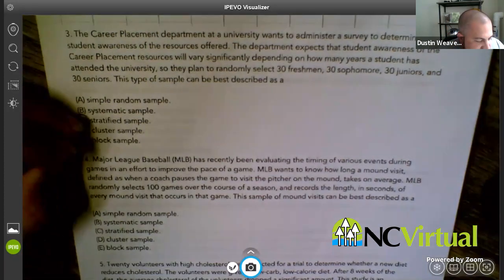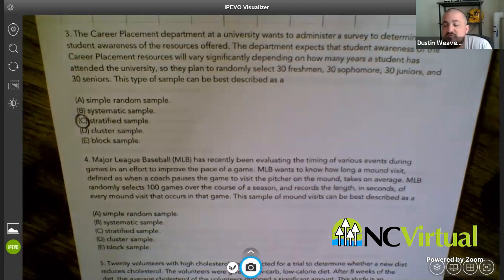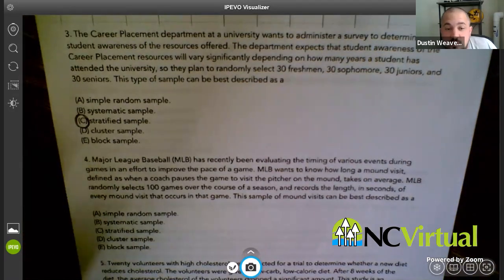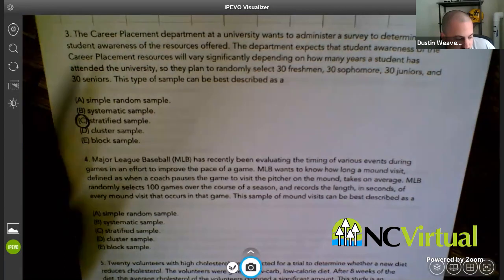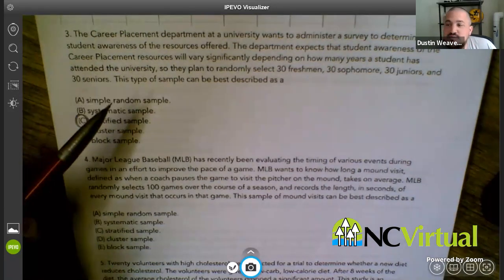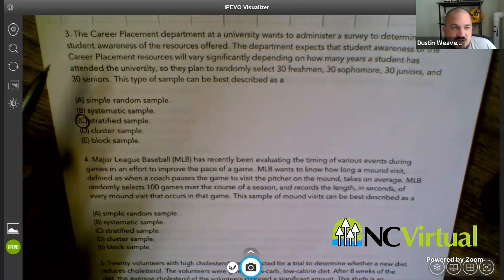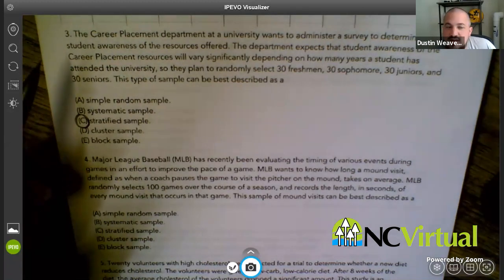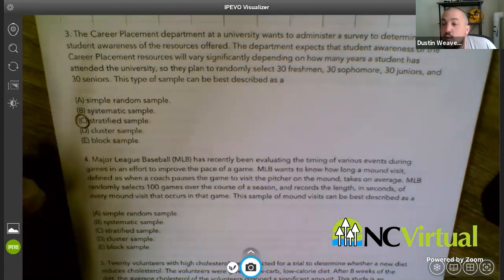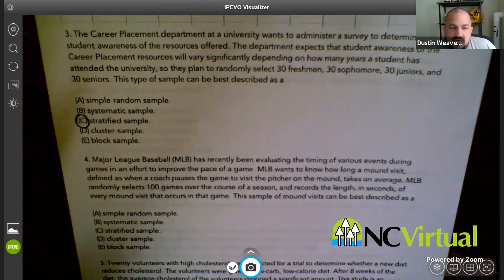Now, let's look at the part that makes it stratified. The strata are the groups, which are freshmen, sophomores, juniors, seniors. So we think that their grade is probably going to have a big impact on whether they know where the career placement resources are. More specifically, probably the longer they've been at the school, the more aware they are of those resources. So let's look at the 5 just so you know, because we need to know all of these.